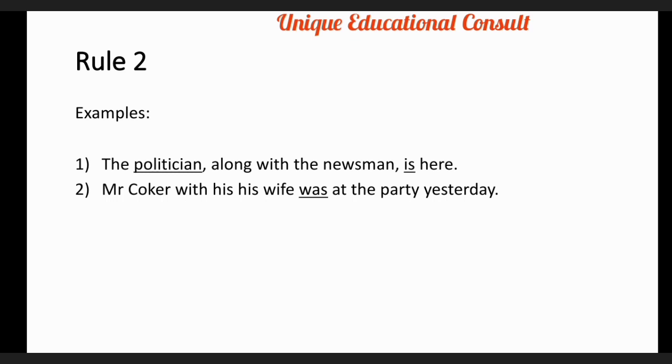We have the politician along with the newsman is here. The politician along with the newsman is here or is expected here. So as you can see from the sentence, we have politician as a singular entity, just one person. That is the subject. So it goes with the singular verb is. So we don't have anything to do with along with or the newsmen, nothing to do with them.